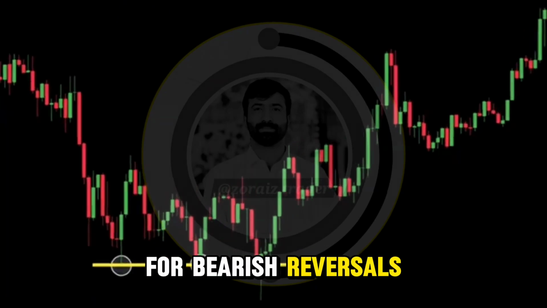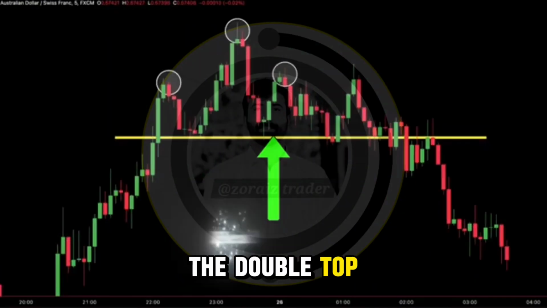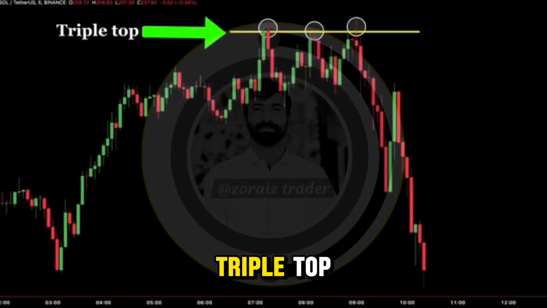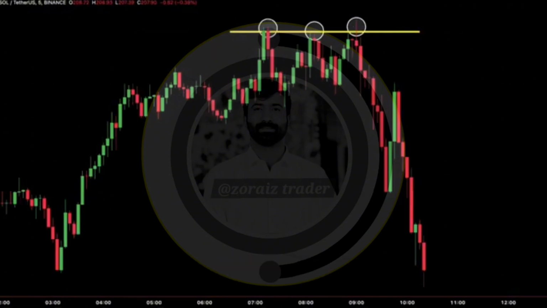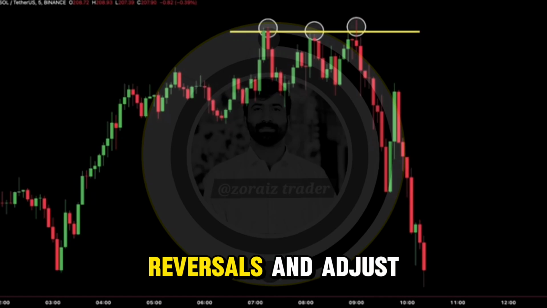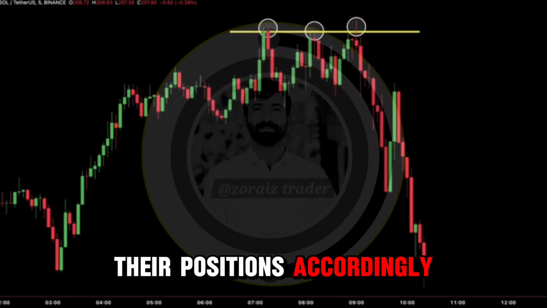For bearish reversals, key patterns are the double top, the head and shoulders, and the triple top, which suggest a likely change from an uptrend to a downtrend. These patterns provide valuable clues for traders to anticipate trend reversals and adjust their positions accordingly.